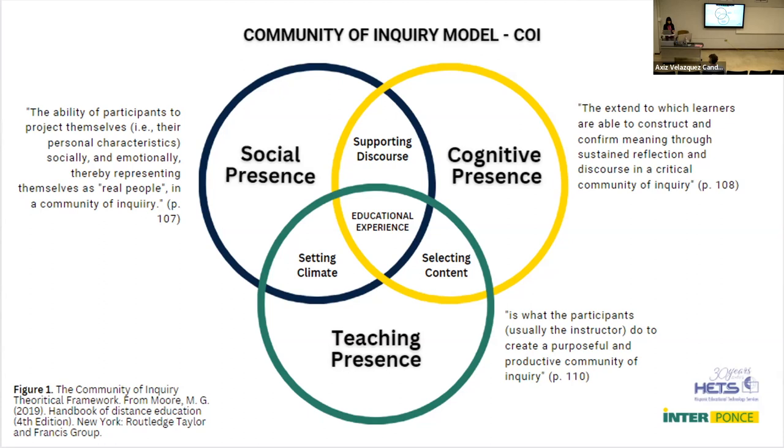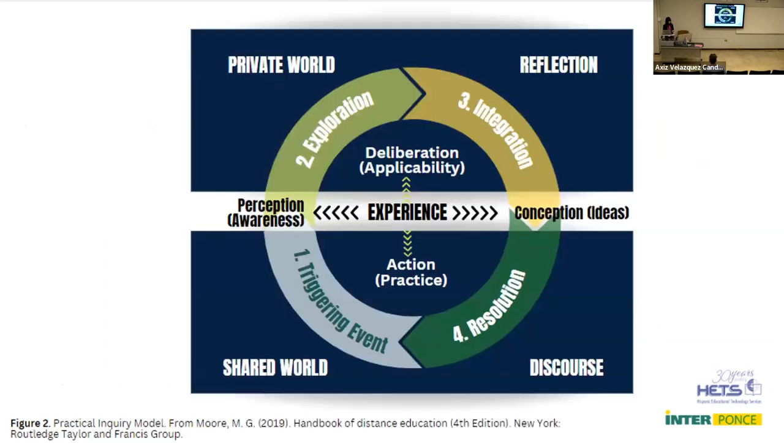So now let's take a look at the cognitive presence practical model. This is a framework that I use for this qualitative research. And this practical model applies some of Dewey's initial thoughts about reflective inquiry. And this PI model has four phases. As you see, it starts with the triggering event, then the exploration, then integration, and resolution.